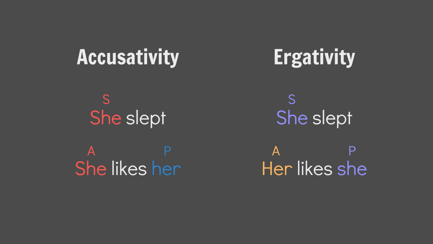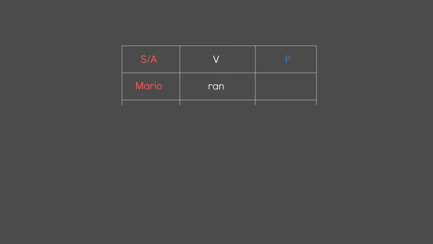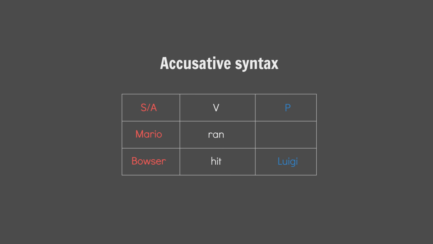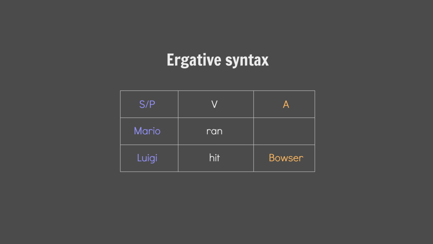And that was the first step in understanding morphosyntactic alignment. Specifically, the morpho part, which refers to the formation of words. The syntactic part refers to the structure of sentences. Accusative syntax looks like this. That is, the sentences are constructed such that like terms appear in the same part of the sentence structure. Remember, accusativity treats S like A and highlights P. Same deal with ergative syntax, except ergativity treats S like P and highlights A.